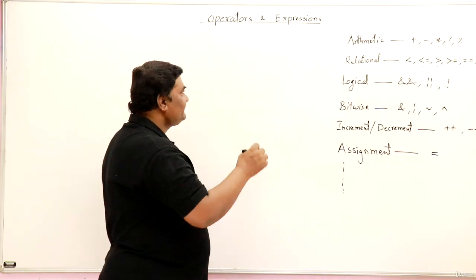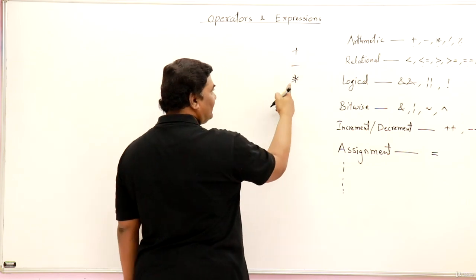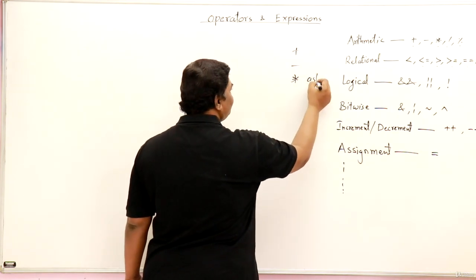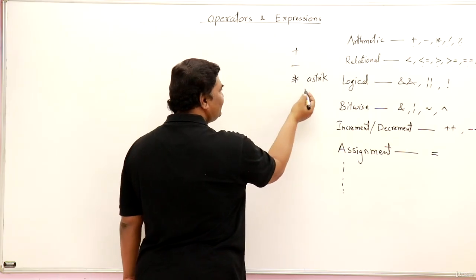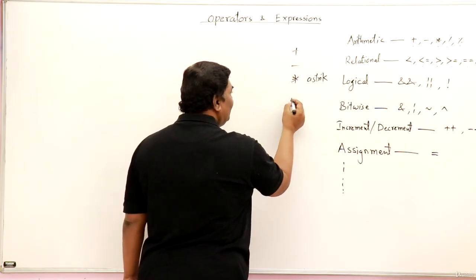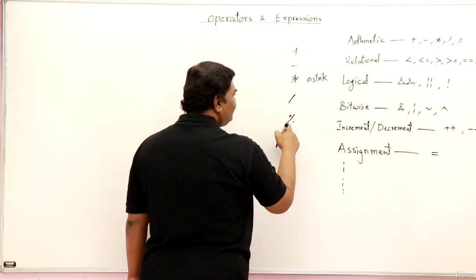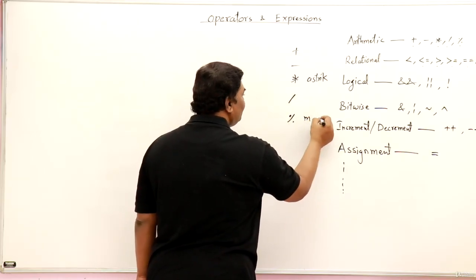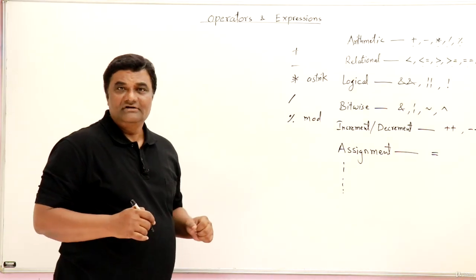Let us take the operations. Addition, subtraction, multiplication. This is star. It is also called an asterisk. Students call it a star, but this is an asterisk. Addition, subtraction. This is used as multiplication, and then this is division, and this is the percent symbol, which we call mod in C++. Let us understand how they work.